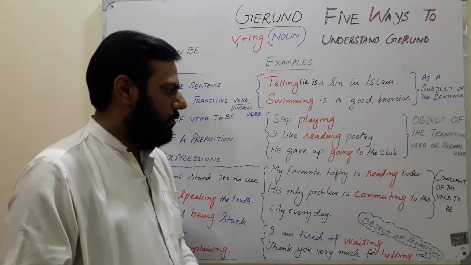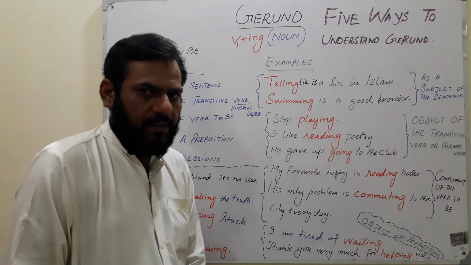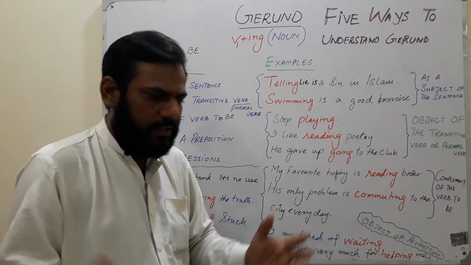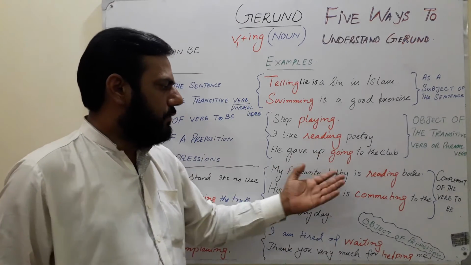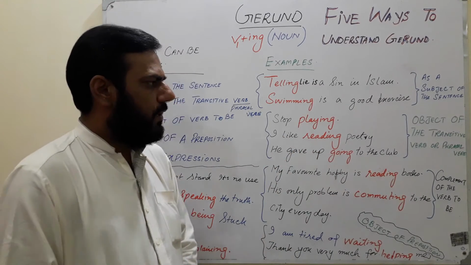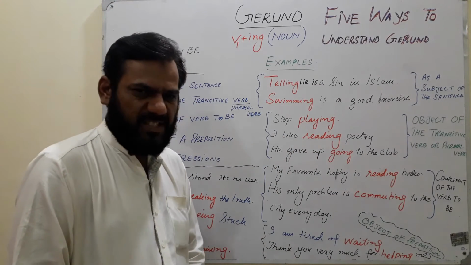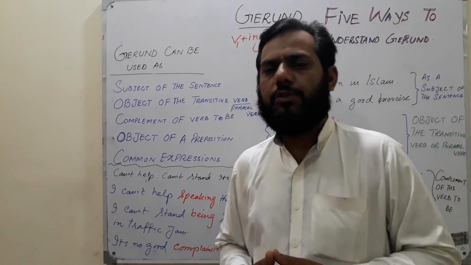The third one is: he gave up going to the club. What is going? Going is a gerund, and it tells us about gave up. So it also refers back to the phrasal verb. This is the next usage, object of a transitive phrasal verb. The phrasal verb we will discuss in a new video, inshallah, so you will be waiting.